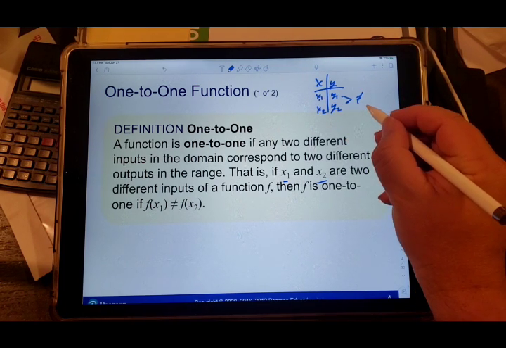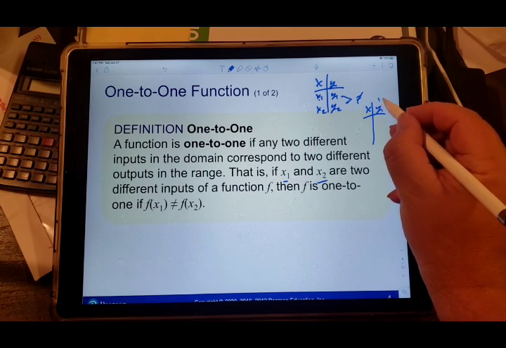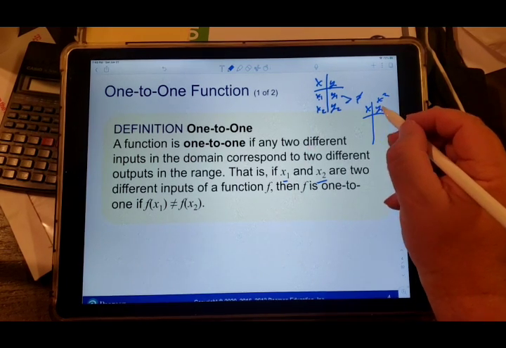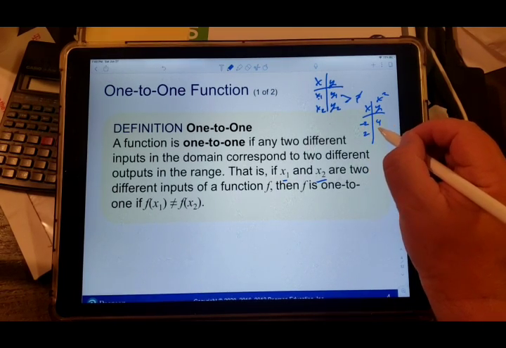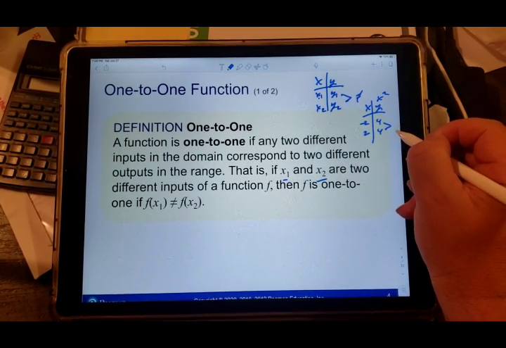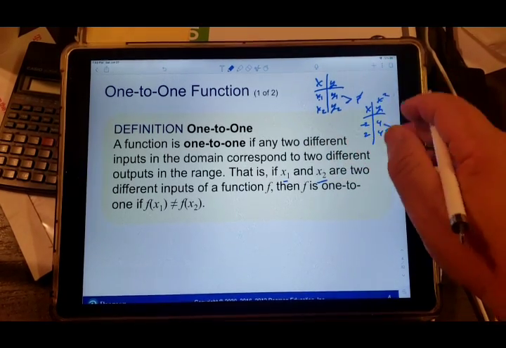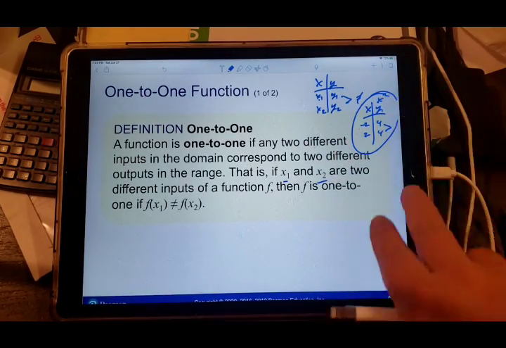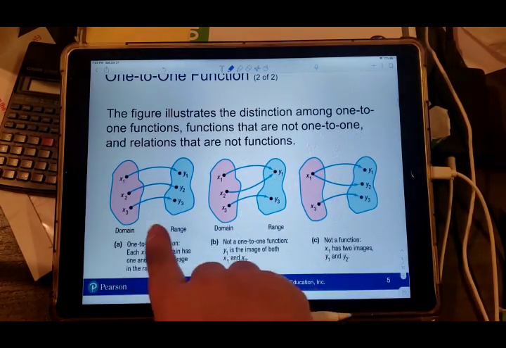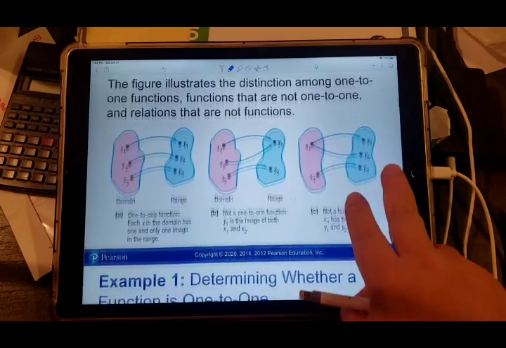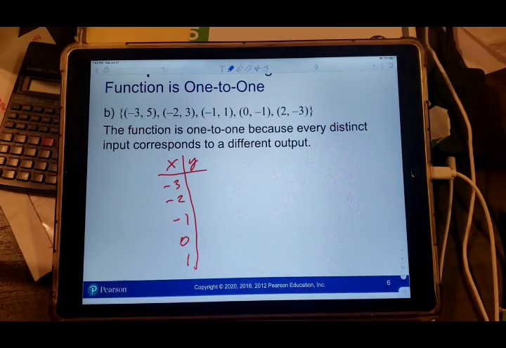So one of our favorite functions, y equals x squared, is not one-to-one. Why? Because if I were to put in -2 and +2, in both cases I get 4, not a one-to-one function. We'll see better reasons why it's not a one-to-one function, but that's our definition. Not a fan of these little arrow things. If you find something there worth looking at, that's fine, but let's look at this particular problem.